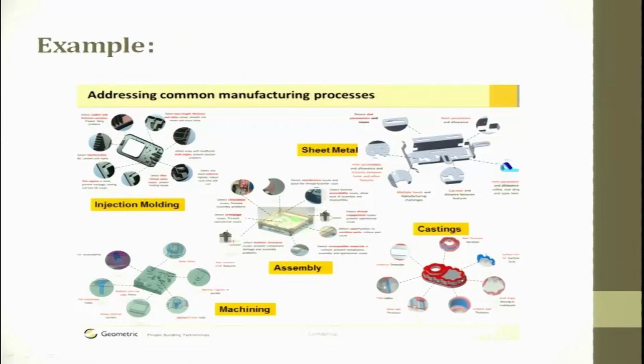Addressing common manufacturing processes: injection molding process, sheet metal process, casting process, assembly and machining. These are examples of common manufacturing processes. We produce parts through injection molding, sheet metal, casting, machining, and then finally we integrate everything and do an assembly operation.